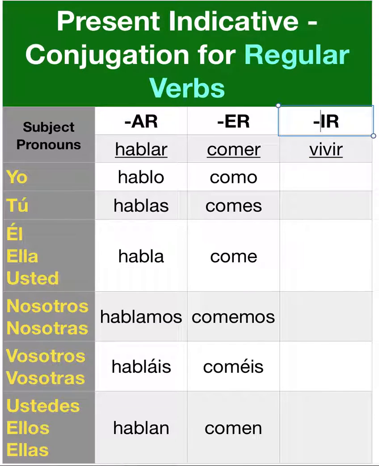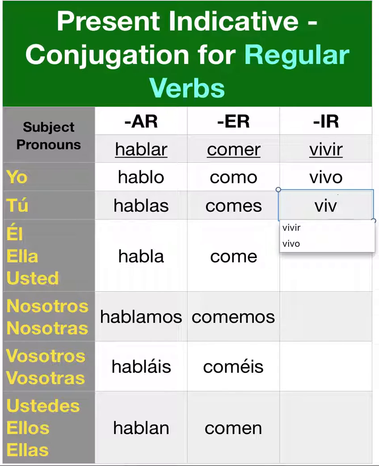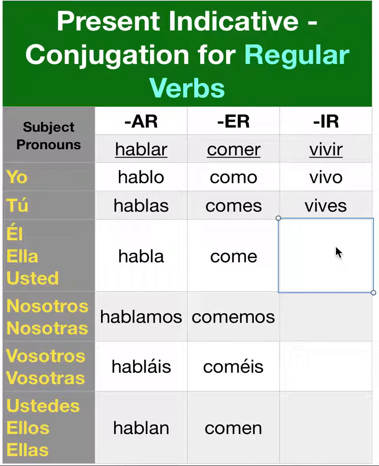And lastly, the IR verb. I forgot the dash here. For the IR verb, I have vivir here, to live. Again, for yo, we take the stem and then add o. Vivo, yo vivo. I live. For tú, we take the stem and then add es. Not is, es. So vives. Be careful with that. You informal live.